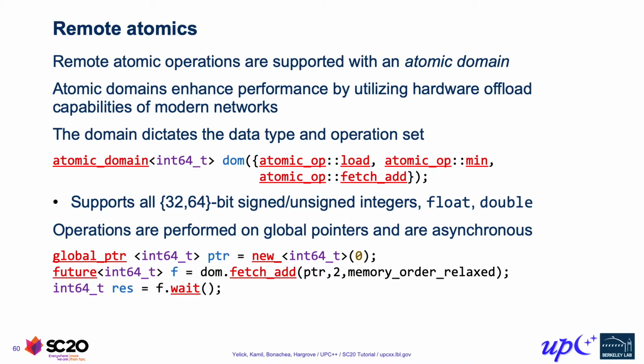Since RPCs are executed serially, they provide a mechanism for ensuring atomicity. However, UPC++ also has remote atomic operations that can take advantage of offload capability of modern network hardware. The fundamental abstraction for remote atomic operations is something called an atomic domain. So the user creates an atomic domain with a particular data type, and currently we support 32 and 64-bit signed and unsigned integers. And then also a set of atomic operations. So in this case here, we have load, min, and fetch add.